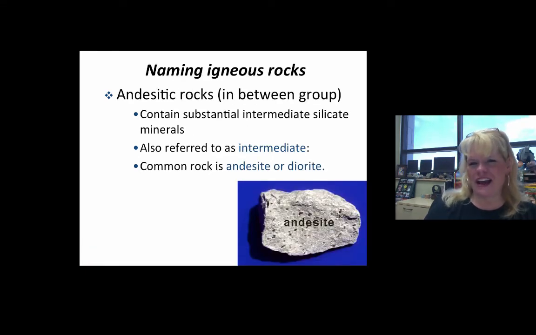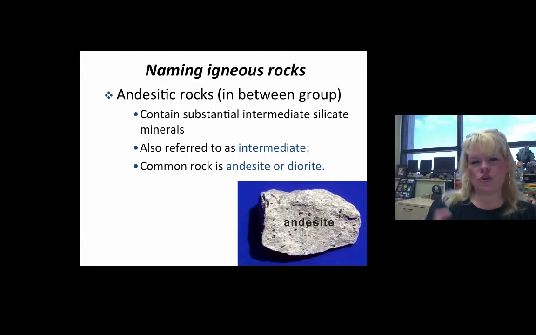Somewhere in between, I have a rock that's pretty gray that comes into the intermediate category. You're looking at an intermediate igneous rock. By the way, do you see its crystals that are not interlocking? So this would be porphyritic texture. So this is porphyritic andesite. And they have intermediate amounts of silica.